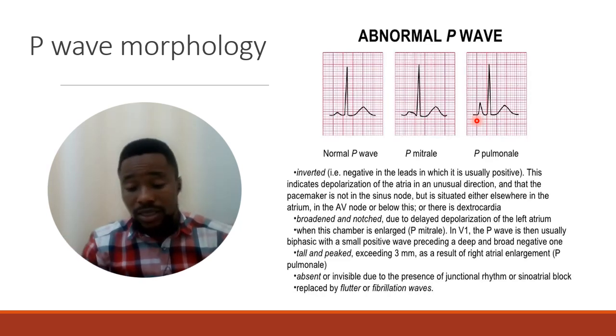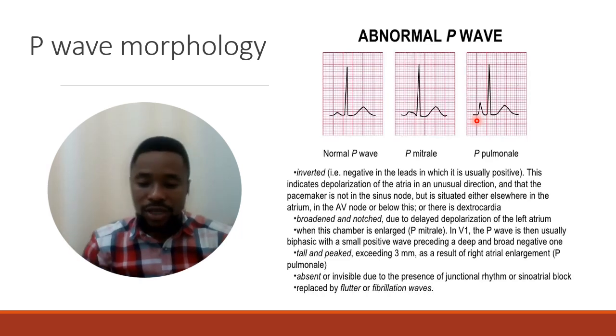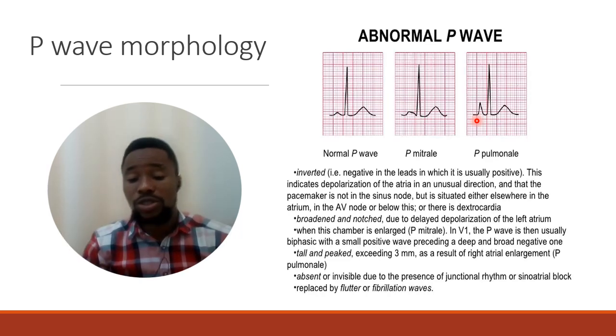It's absent. In some cases, it might be replaced by fibrillatory waves. Those things are not P waves. In atrial flutter, the P wave is absent. What you see is what we call flutter waves, which are sawtooth waves. When we get to cardiac rhythm, we'll show you examples of these waveforms.